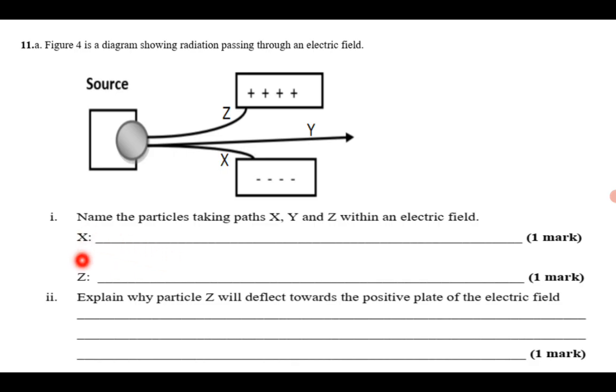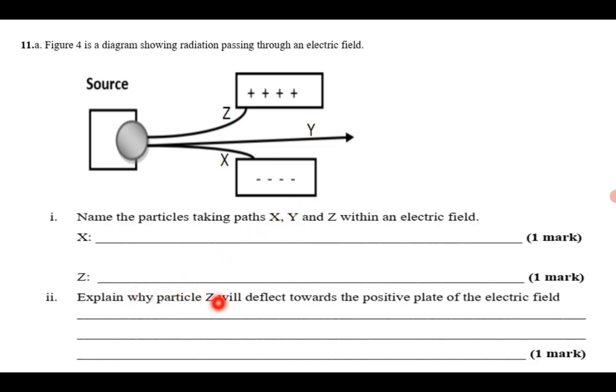All right, so X is alpha. How do we know that? The fact that it's deflected towards the negative terminal gives us a hint that it must be positive, because unlike charges attract. So alpha is positive, and will be attracted towards negative. Z must be beta because it's negative, and negative is attracted to positive. And Y, which is gamma, is neither positive nor negative. It's not a particle, it's just radiation. That's why it's not deflected either towards the positive plate or the negative plate.